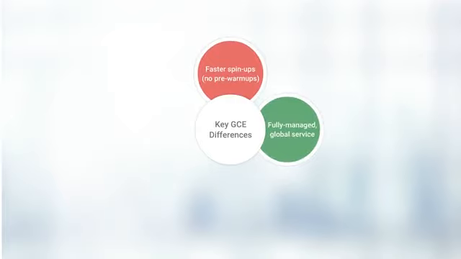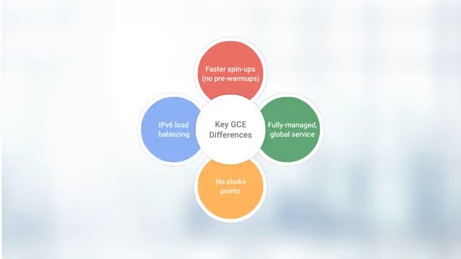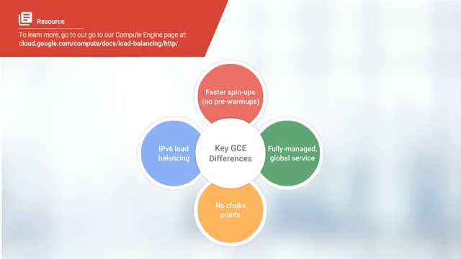So to review, Compute Engine has similar auto-scaling and load balancing capabilities and some key differences including faster spin-ups with less configuration in auto-scaling, a fully managed global load balancing service with a single IP, global disaster recovery, and high availability, geo-affinity, and no DNS load balancing needed. For more details, see the GCP for AWS Professionals document or the link here.